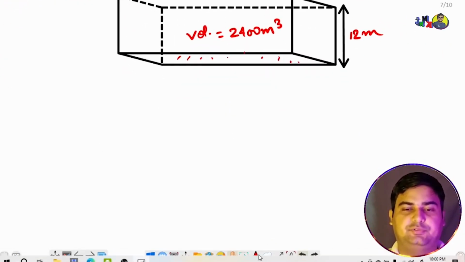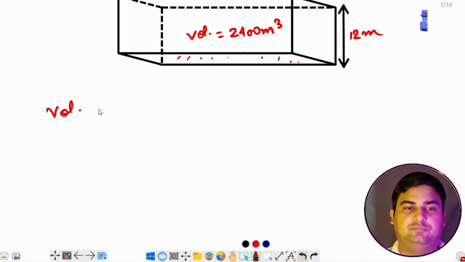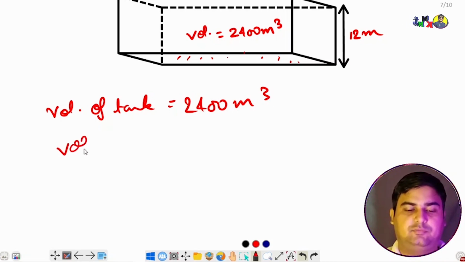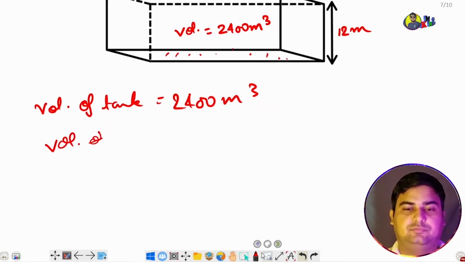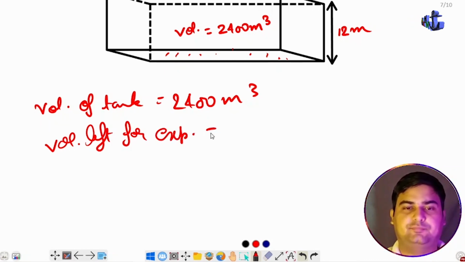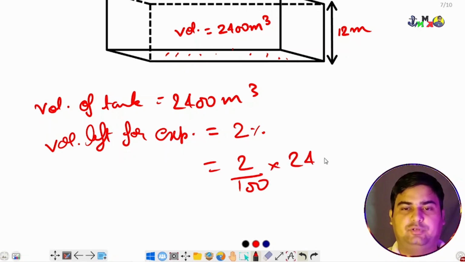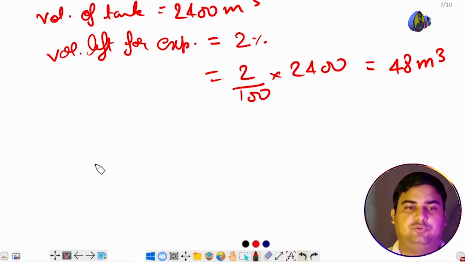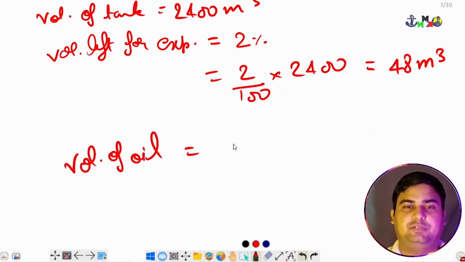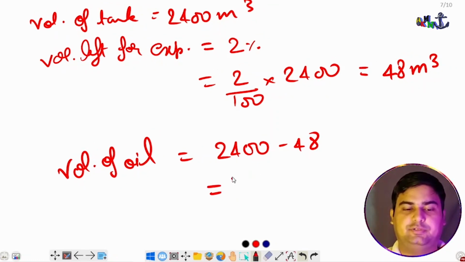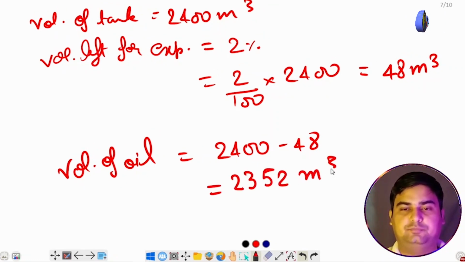To solve this question, we will first write whatever is given. So volume of tank is 2400 meter cubes. Volume left for expansion is 2%. So 2 divided by 100 into 2400, which will be equal to 48 meter cube to be left for expansion. So how much oil we need to load? The volume of oil will be equal to 2400 minus 48. So it will give 2352 meter cube.